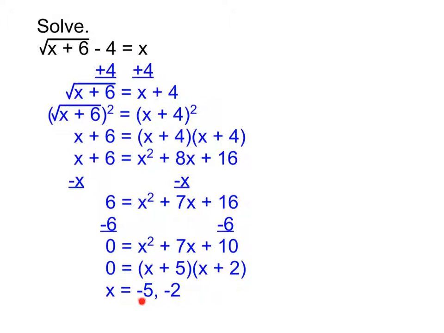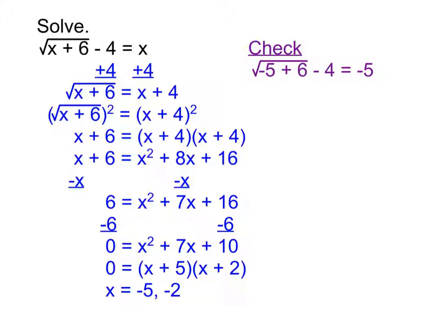So we now need to take my x equals negative 5 and plug it back into the original equation to see if it works. And then take the x equals negative 2 and plug it into the original equation to see if it works. So that's your first line of your check, and then you're just going to figure out what it equals. Remember, don't move stuff left to right, just figure out what it equals on each side.